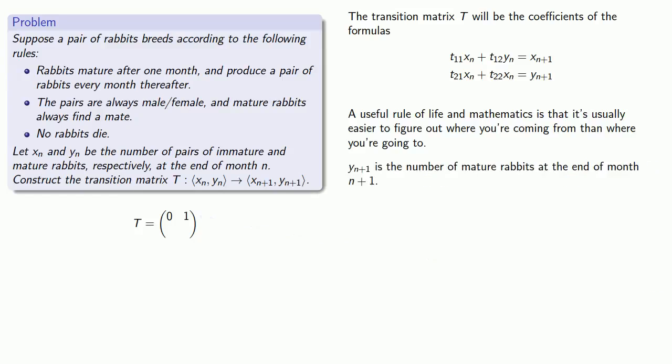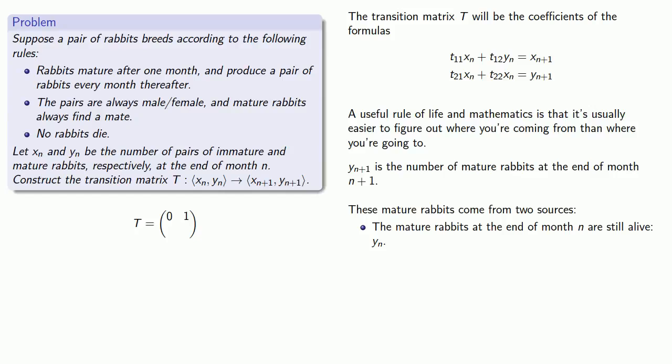Similarly, yn plus 1 is the number of mature rabbits at the end of month n plus 1. And these rabbits come from 2 sources. First of all, the mature rabbits at the end of month n are still alive. We've assumed that no rabbits die, so that's yn rabbits. In addition, we've assumed that the immature rabbits will become mature after 1 month, so all of the immature rabbits at the end of month n are now mature rabbits. And so this adds xn to the total number of mature rabbits. And so yn plus 1 is going to be xn plus yn.